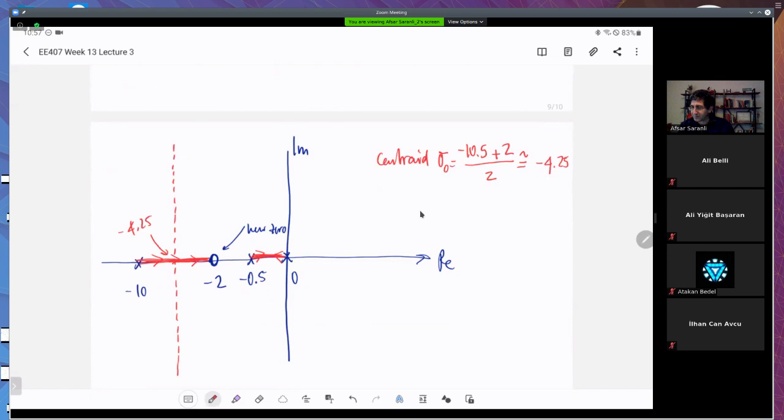Sorry, it's not very to scale, actually. Minus 10 is much farther to the left, but this illustrates what we are trying to say. So here the locus will go towards the left to the stable side and will approach the asymptote. Okay, let me draw it better like this.